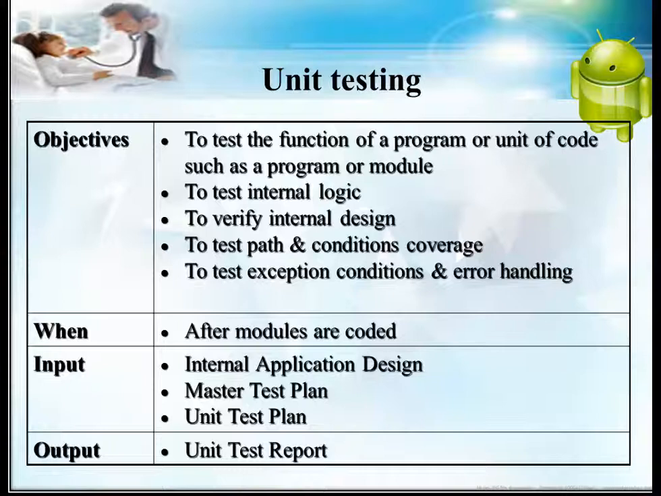What is the objective of unit testing? To test a function of a program or a unit of code, such as a program or module, and to test the internal logic. We do unit testing after the modules are coded. The inputs we have to provide are the internal application design, master test plan, unit test plan, and all those things. The output we get is the unit test report.